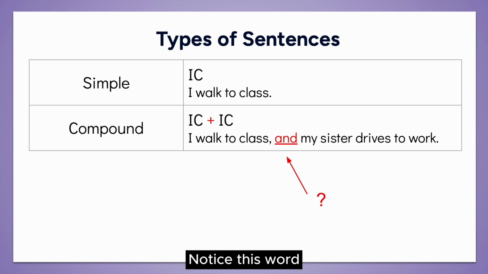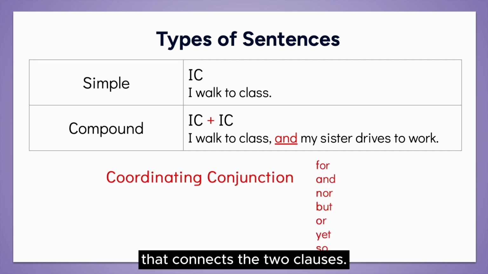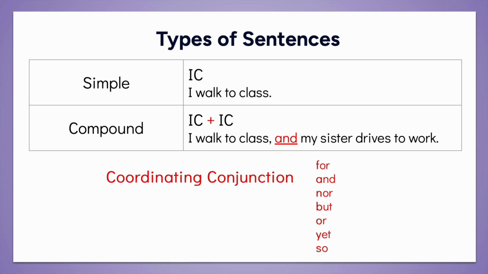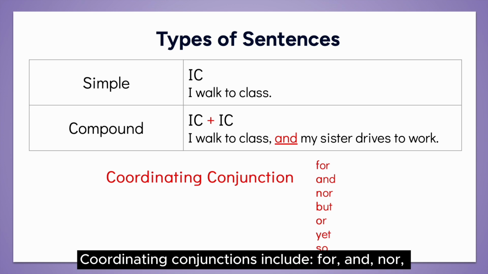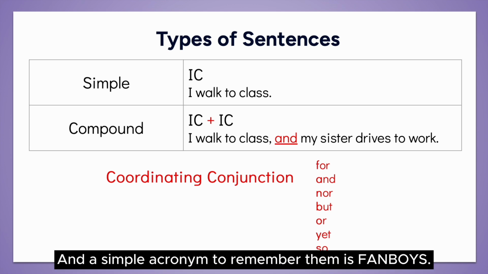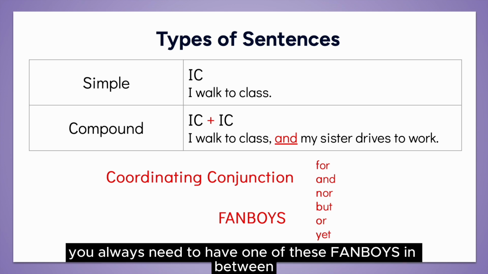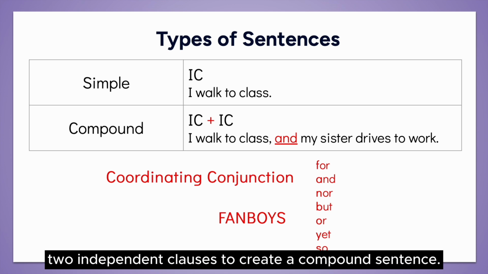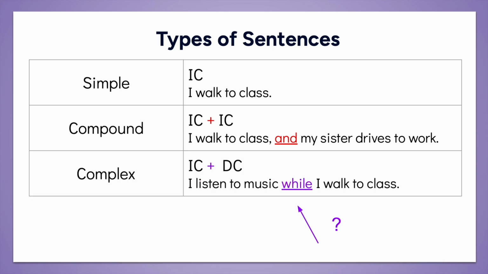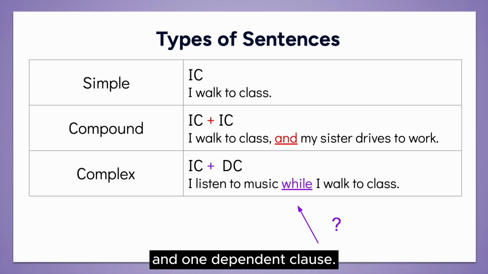Notice this word, "and." This is a coordinating conjunction that connects the 2 clauses. Coordinating conjunctions include for, and, nor, but, or, yet, so. And a simple acronym to remember them is FANBOYS. Remember that you always need to have one of these FANBOYS in between 2 independent clauses to create a compound sentence. Complex sentences have 1 independent clause and 1 dependent clause.